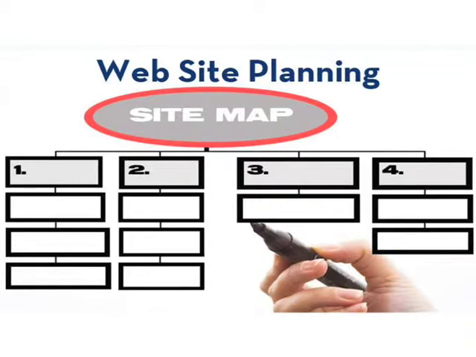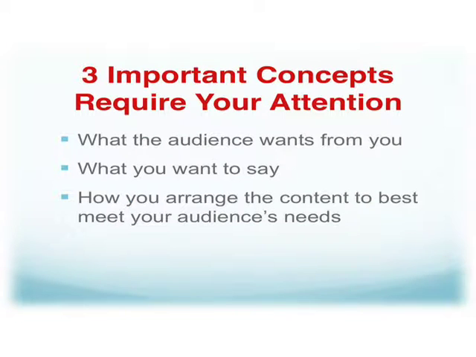Okay, three important things. What does the audience want from you? What do they want? What are they looking for? You've got to sit on the other side of the table, like I said. What is it you have to say? And then how are we going to arrange the content to best meet your audience's needs? Some things are going to be more important than others. You need to analyze that, look at that, and say, this is more important than this, so I want this to be more prominent. So you have to ask yourself these questions.